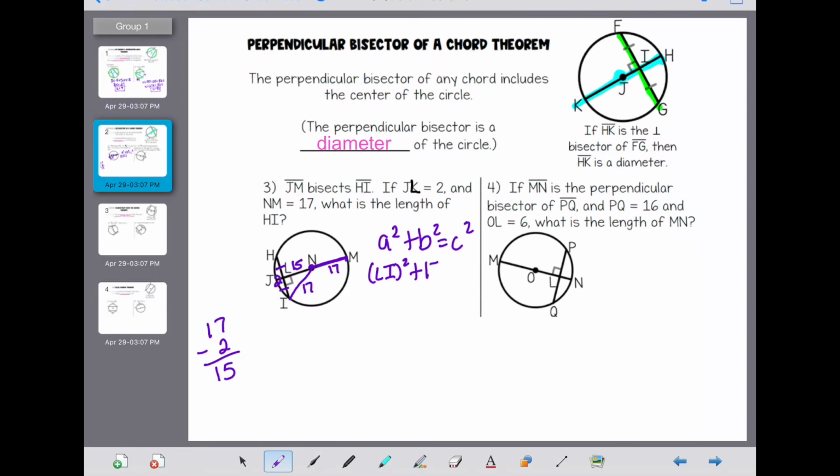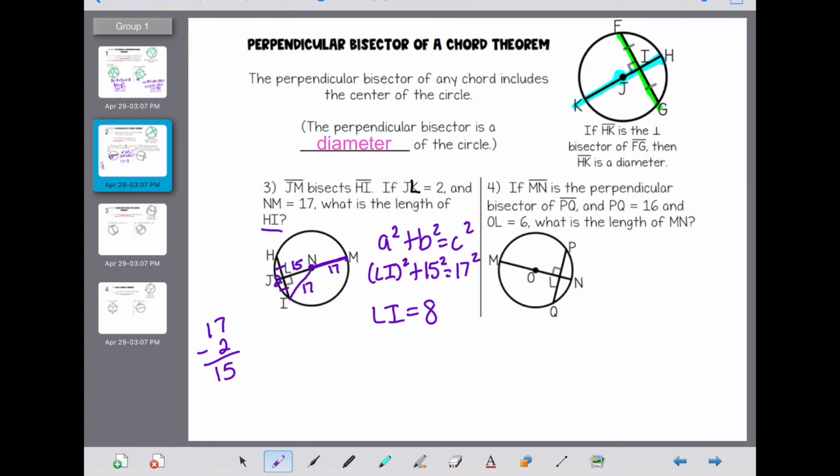15 is one of the other legs. I can substitute that for b. And 17 is my hypotenuse, which could substitute for c. So you can go ahead and do Pythagorean theorem, or if you've memorized your triples, then we know that LI must equal 8. And remember, we wanted the length of HI.